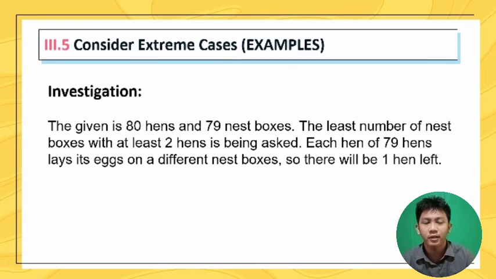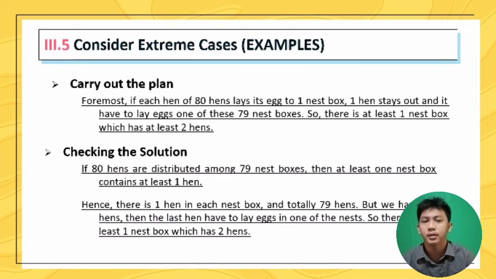Each hen of 79 hens lay their eggs on different nest boxes. So, there will be 1 hen left. So, we need to carry out the plan. Foremost, if each hen of 80 hens lay their eggs in 1 nest box, then 1 hen stays out and it has to lay eggs in one of these 79 nest boxes. So there will be 1 nest box which has at least 2 hens.